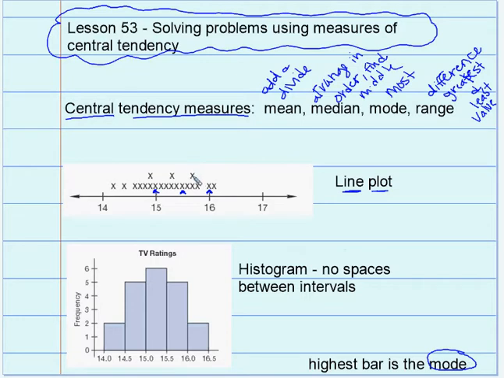And again, if in the line plot there are 3 values that have the same number of entries or data points, those would all 3 be the mode.